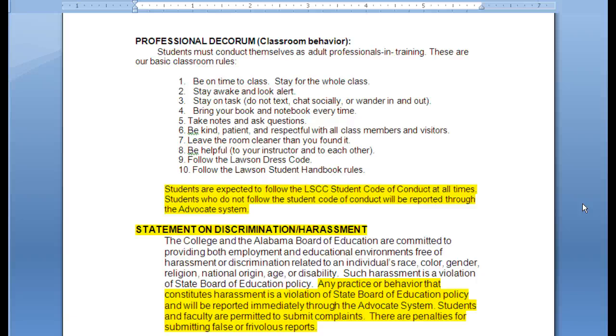We're helpful, and we follow the Lawson dress code, and we follow the Lawson Student Code of Conduct at all times. The Lawson Student Code of Conduct can be located on the website under Current Students, and you should read it carefully. It outlines all the infractions to the Student Code of Conduct and what the proper penalties are.